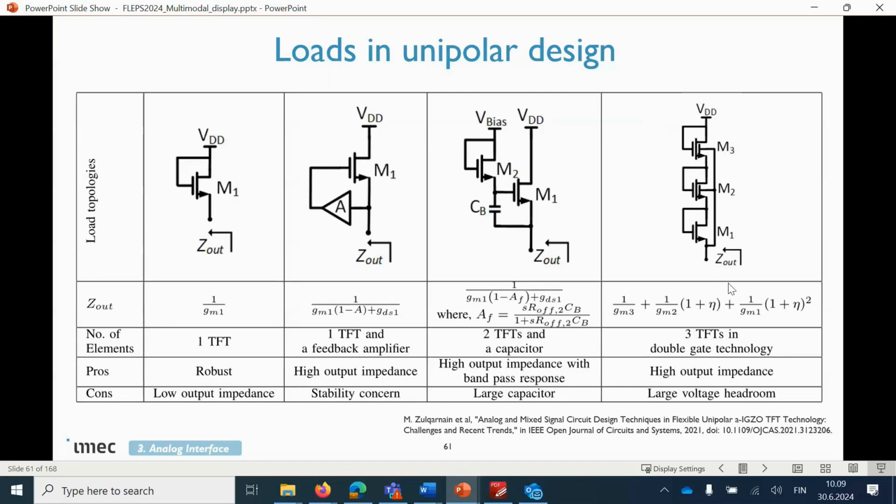There's also a 4th one that we can briefly touch upon, which is 3 transistors in series. You need double gate technology to do this, and the benefit you get is a very high output impedance.